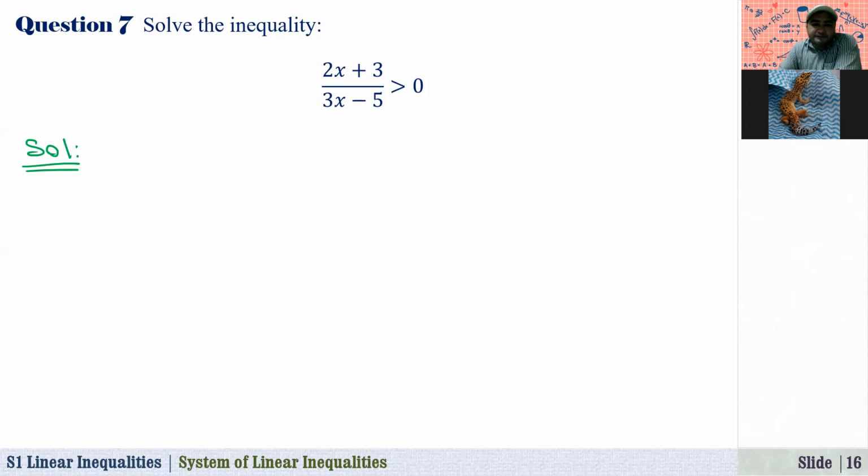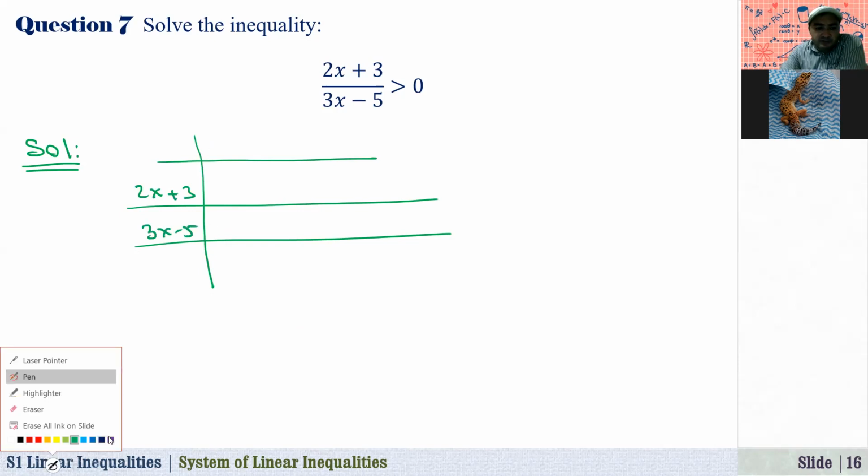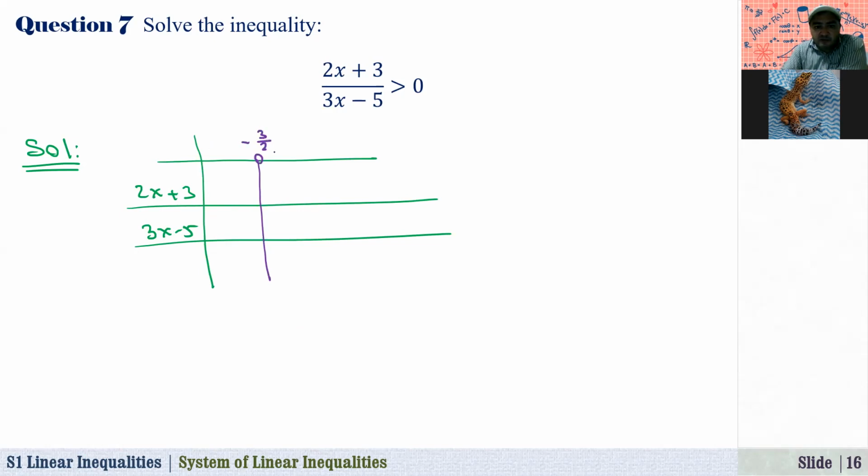Okay, another inequality is a fraction. We have already done this, right? So immediately, because on the right hand side we have already 0, let me just write them separately like this. Okay, here we have 2x plus 3 and 3x minus 5. Okay, this 2x plus 3, when is it equal to 0? When x equals minus 3 over 2. So here we have minus 3 over 2, not inclusive.